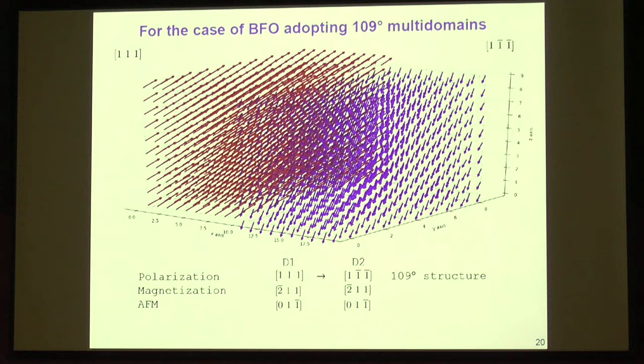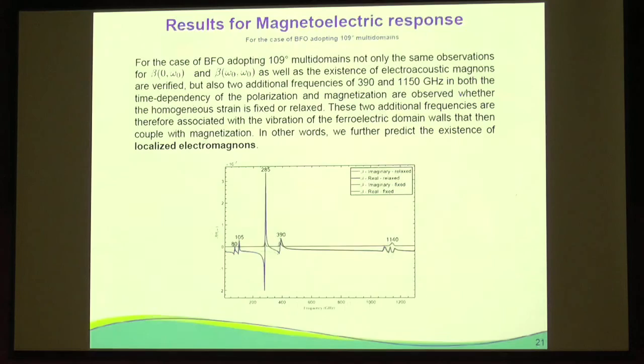In that case, we studied when you have the case of 109-degree domain wall. So in this case, we performed the same simulations, but for the previous case that we had the monodomain, the supercell size was 12 by 12 by 12. But here, for the case of multi-domain, I got a supercell of 10 by 10 by 20.